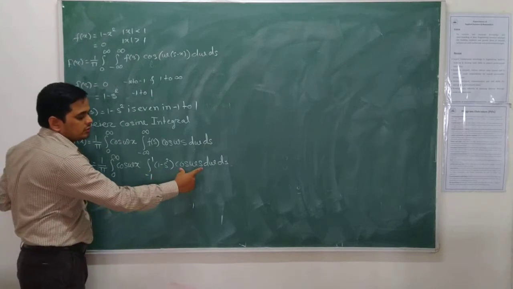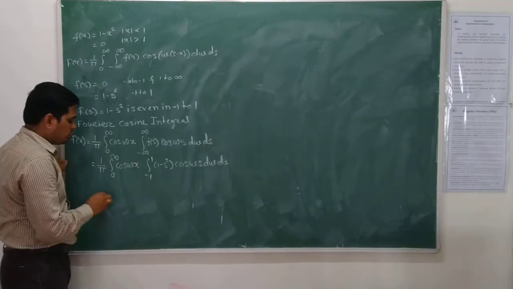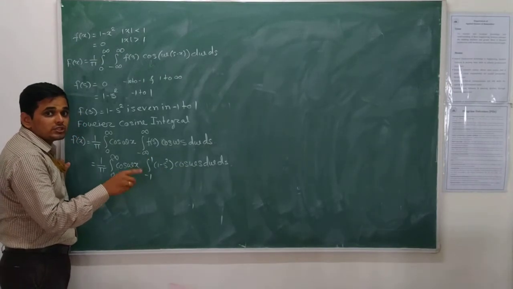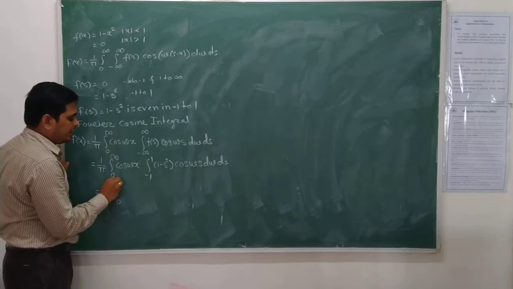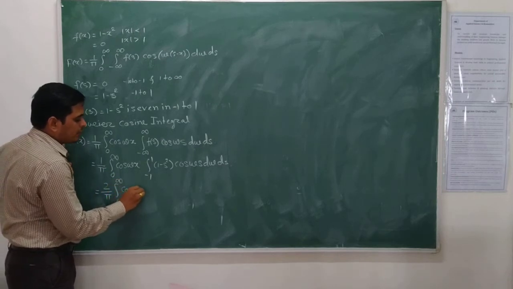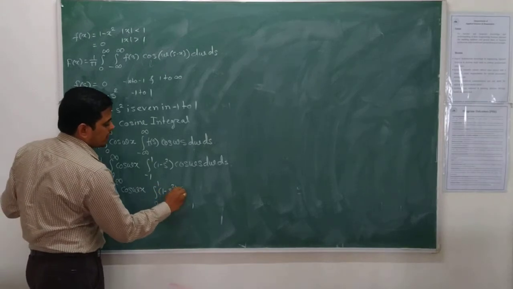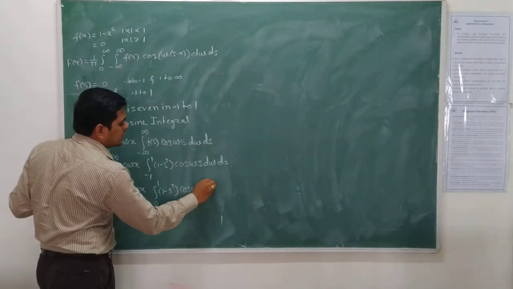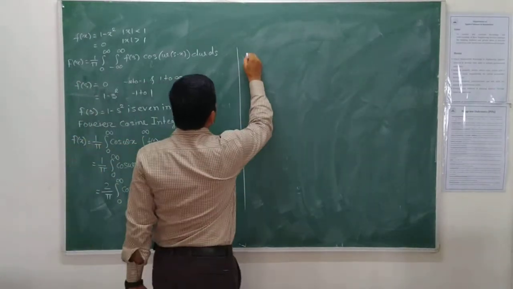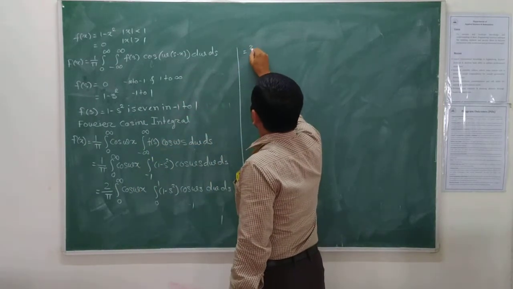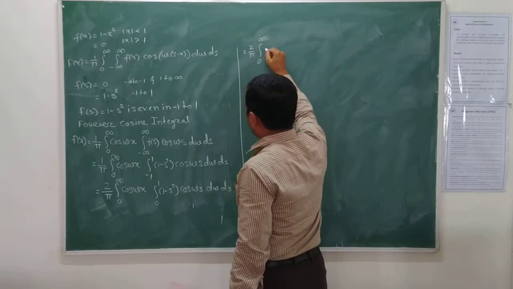Further, this is an even function, this is also an even function, and we are integrating an even function from minus a to a. So we can represent it as 2 times integration from 0 to a. That 2 I am taking outside. So 2 upon pi, integration from 0 to infinity cos omega x, integration from 0 to 1, 1 minus s square into cos omega s, d omega ds. Further we integrate with respect to s. That gives us 2 upon pi, integration from 0 to infinity cos omega x.